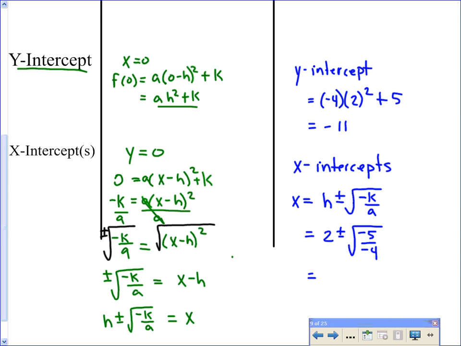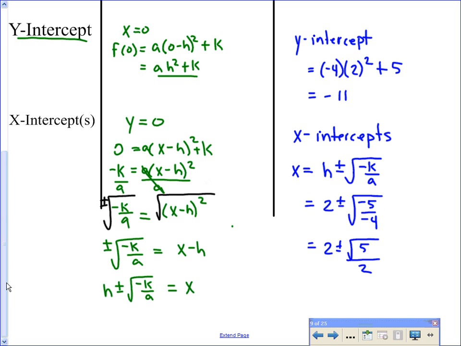And so then I get 2 plus or minus the square root of 5 over 4, or square root of 5 over 2. I want to take the square root of 4. And you can find decimal values for those to help you in graphing. If you do 2 plus root 5 over 2, then you end up getting 3.12, and then the minus is going to give you 0.88.